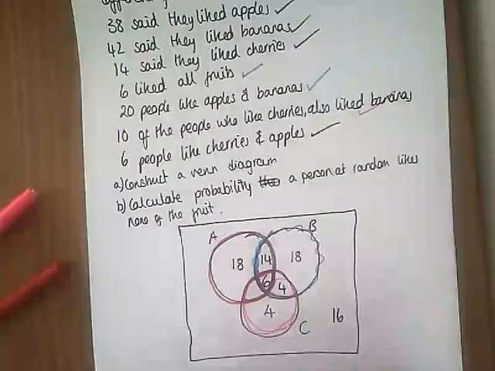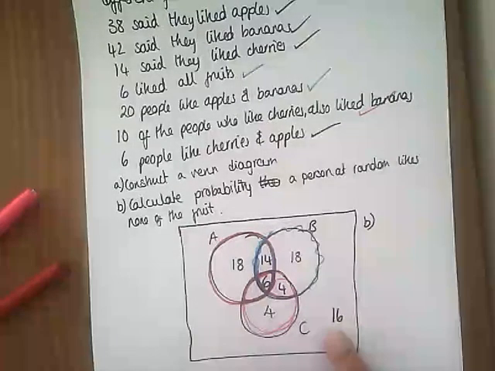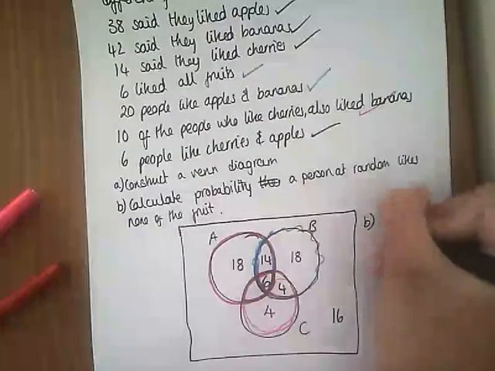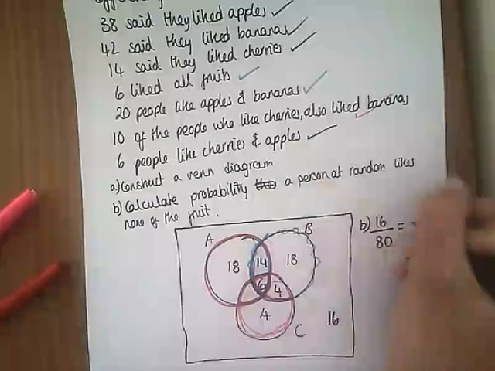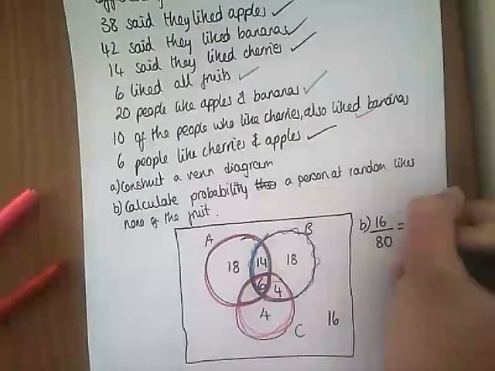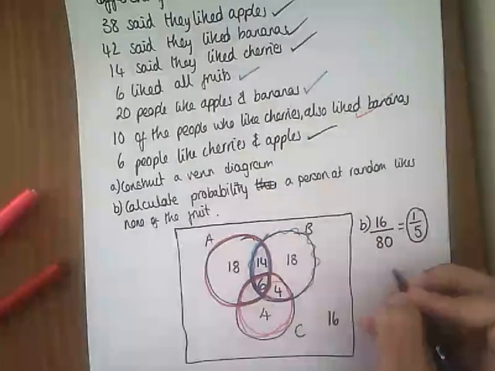Okay, now that takes us on to question B. Calculate the probability that a person at random likes none of the fruit. Well, the number of people that like none of the fruit are 16. That is not a probability, it's 16 out of 80. 16 out of 80, you can divide the top and bottom by 16. It's the same as 1/5. You can divide by 4 if you like, make it 4/20, which is the same as 1/5.